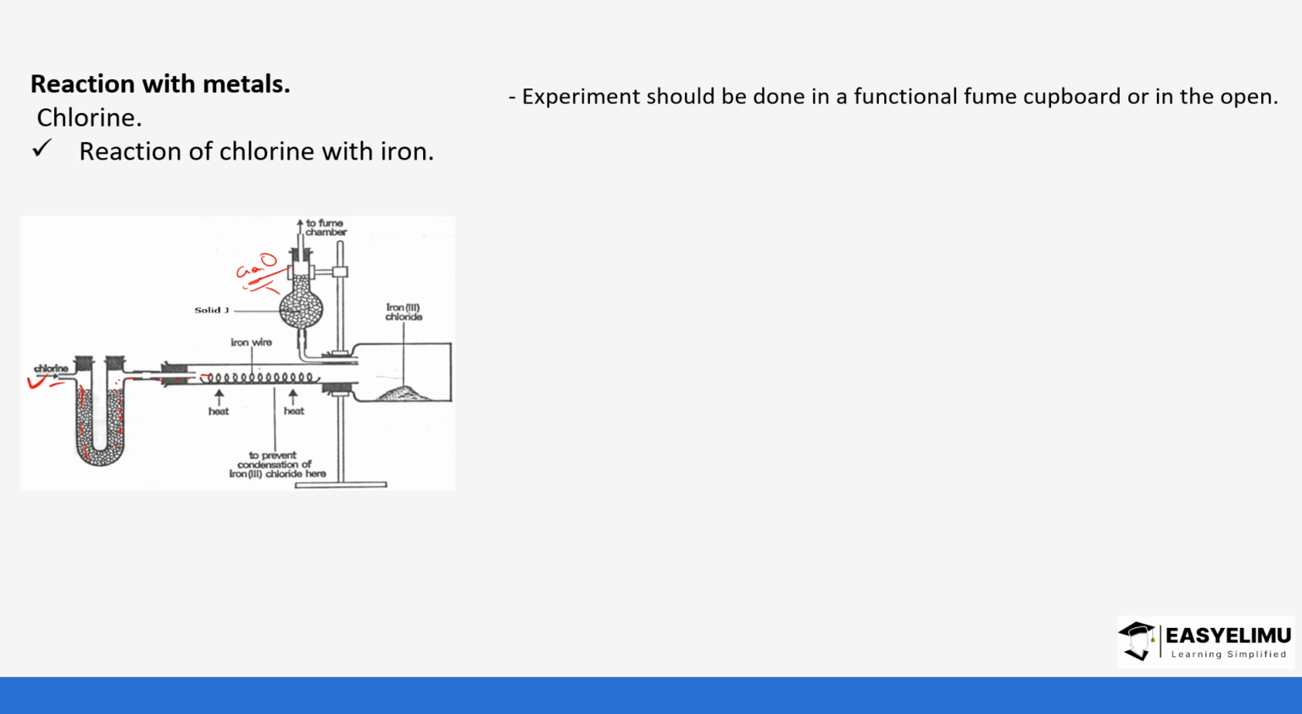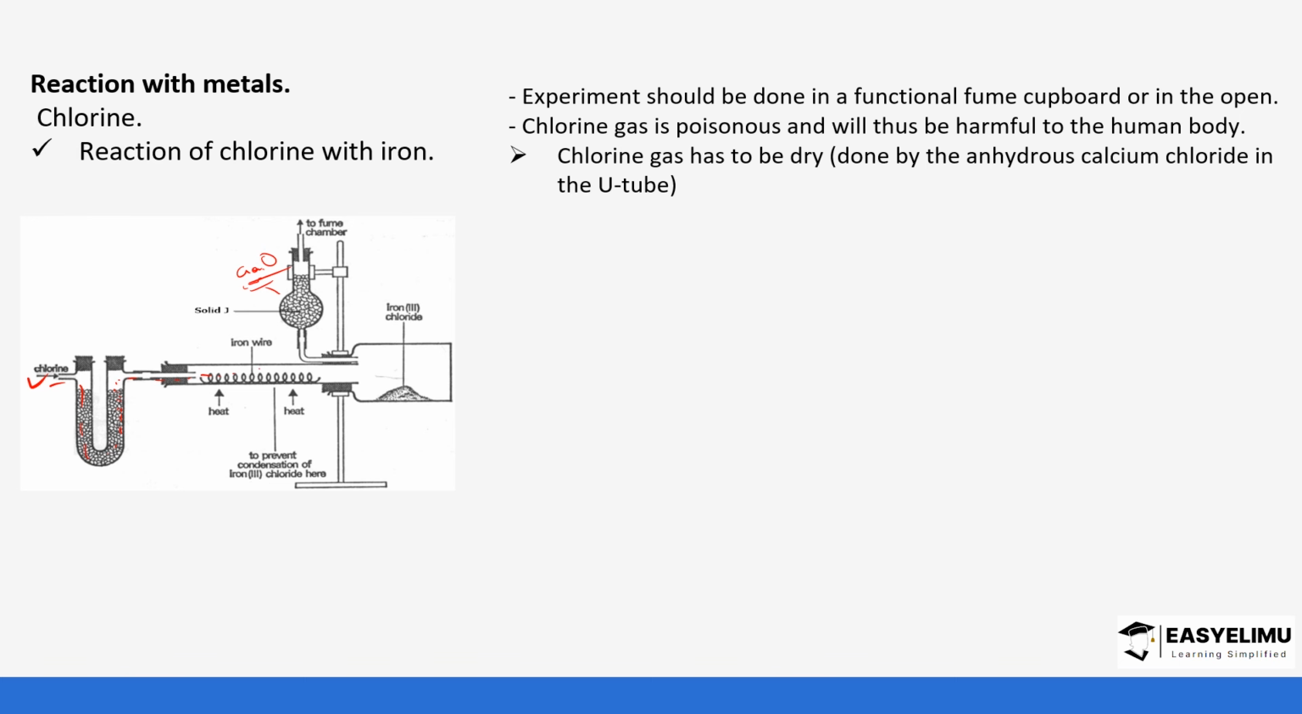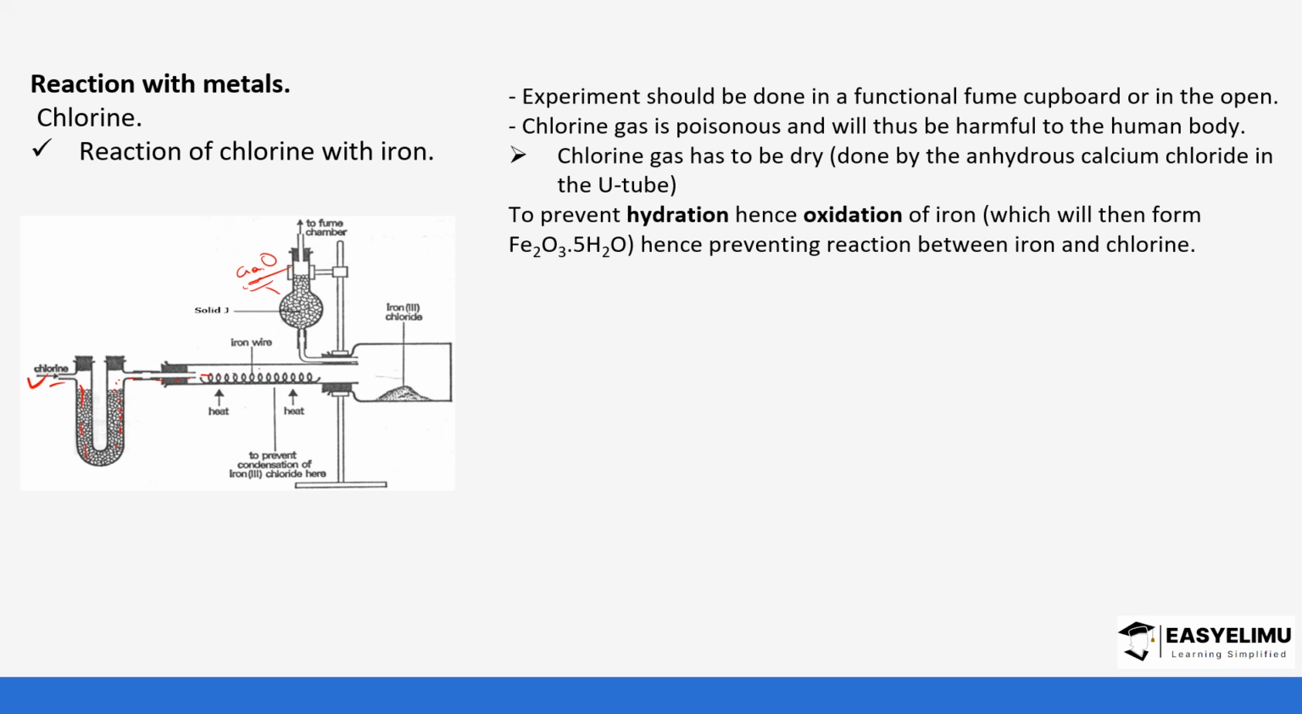That's because chlorine is very dangerous and toxic, very poisonous and harmful to the body. The chlorine has to be dry before it reacts with the metal. That's the reason why we pass it through the U-tube containing calcium chloride, to prevent hydration, hence oxidation, which would then form iron(III) chloride decahydrate. We don't want that to happen, because the wet gas will cause the formation of this compound.